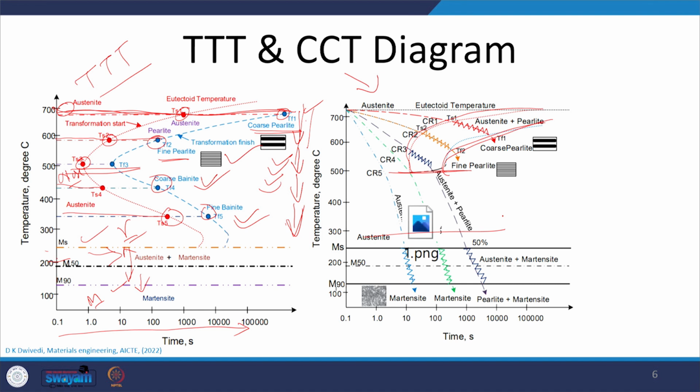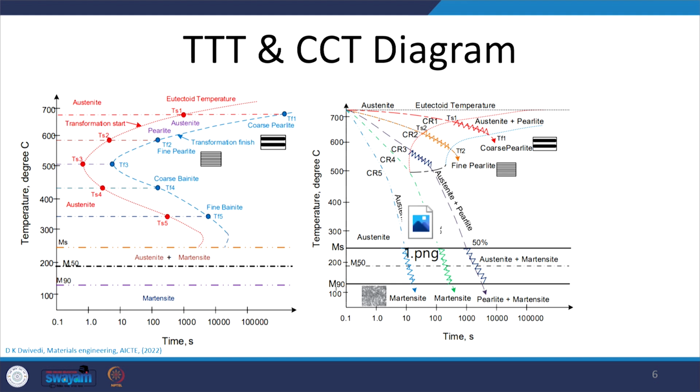Okay, so let us talk about the CCT diagram. What happens when continuous cooling is applied? Transformation starts at TS1 and ends at TF1. These two temperatures are different. Initially it will form the coarse perlite, and later on it will form the fine perlite. So the grain size will continuously change in the course of the transformation of austenite into the other phases, because the transformation is not happening at a constant temperature, but at different temperatures.